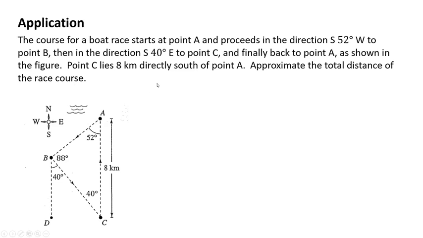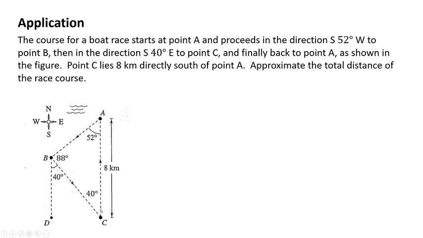Okay, so here's an example of an application here. The course for a boat race starts at point A and proceeds in the direction south 52 degrees west to point B, then in the direction south 40 degrees east to point C, and then finally back to point A as shown in the figure. Point C lies 8 kilometers directly south of point A. So approximate the total distance of the race course here.